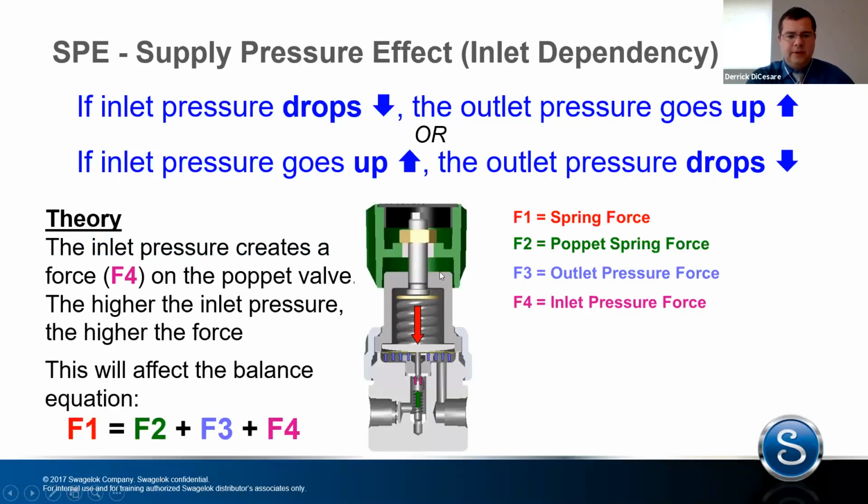And that's going to go back to our balance of force equation. If we think of F1 equals F2 plus F3 plus F4, in this situation we do not change F1. We do not change F2. Those are constants. So if F1 and F2 are the same, if we increase F3, F4 has to go down. In order to keep that equation balanced, that has to happen. Likewise, if it's the other way.